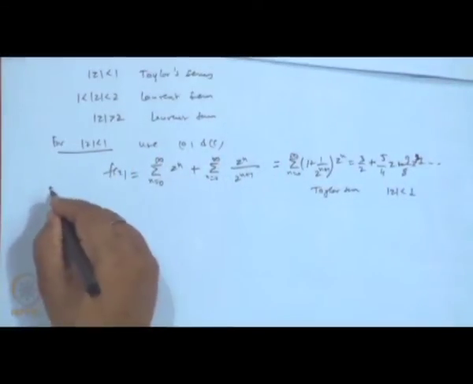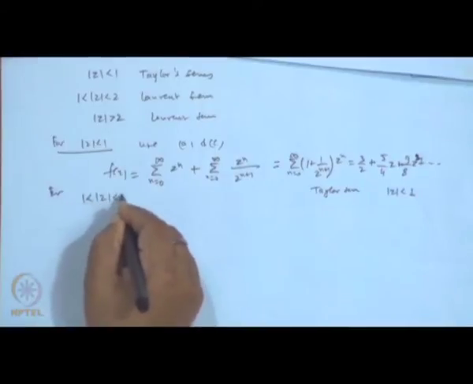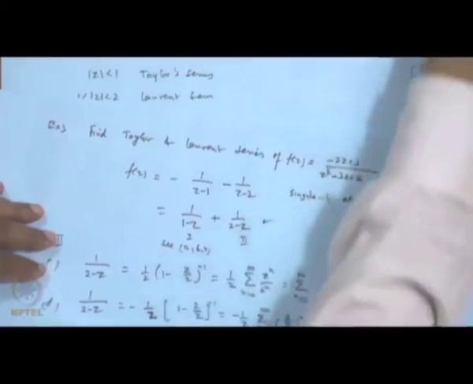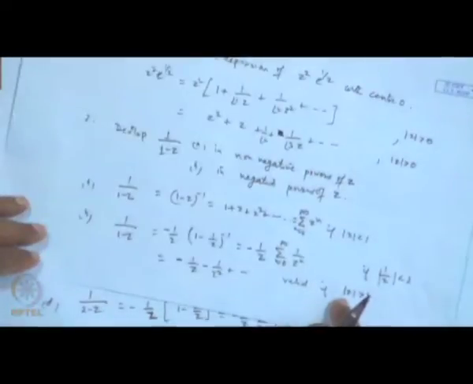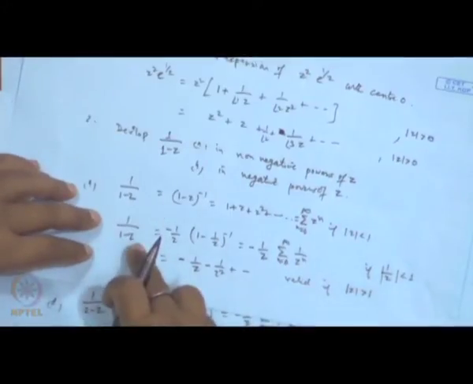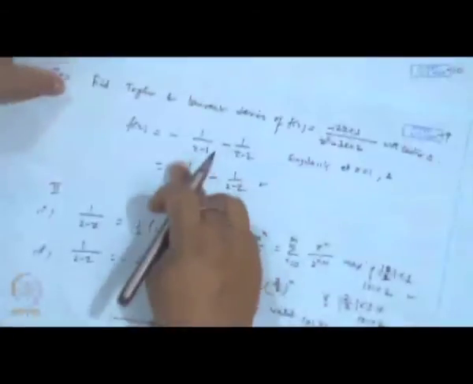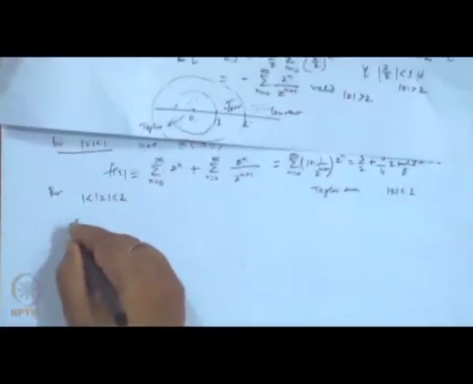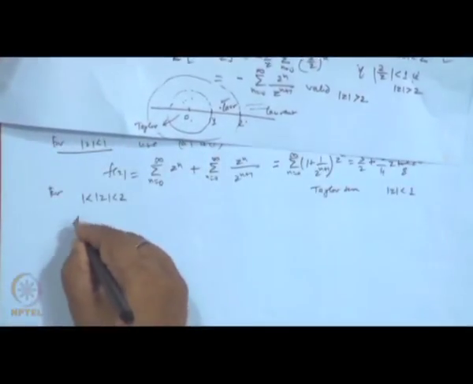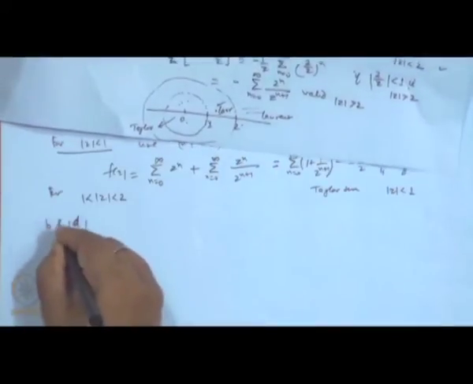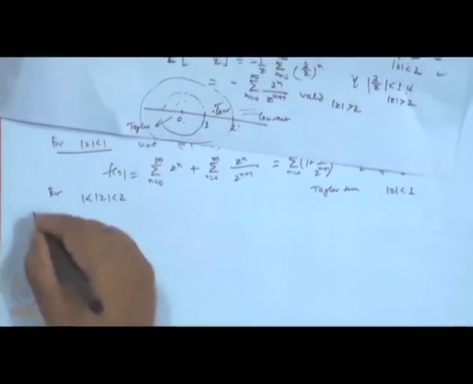Now, for the region 1 less than mod z less than 2, it means that when mod z is strictly greater than 1, the series 1 over 1 minus z has this expansion, that is, this part has the expansion with a minus 1. So, we can use B and D.